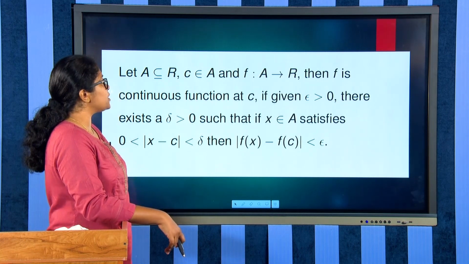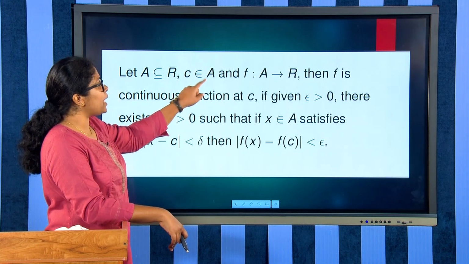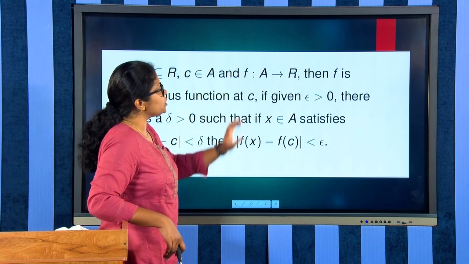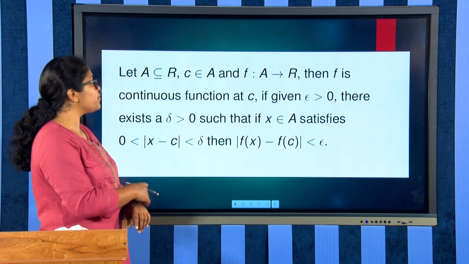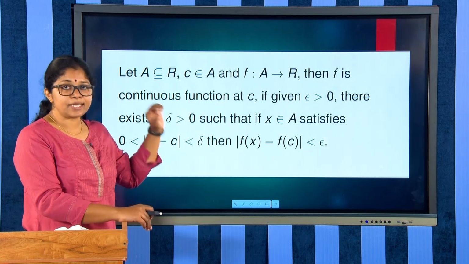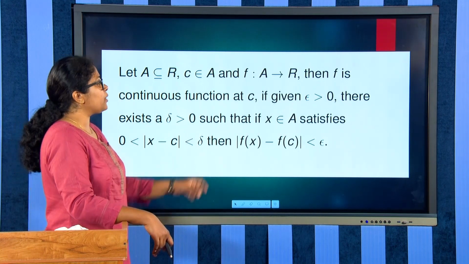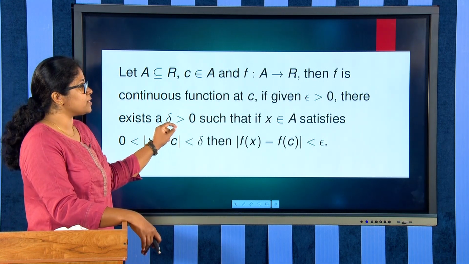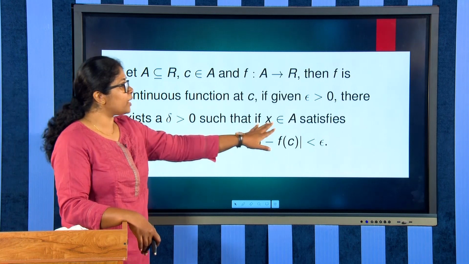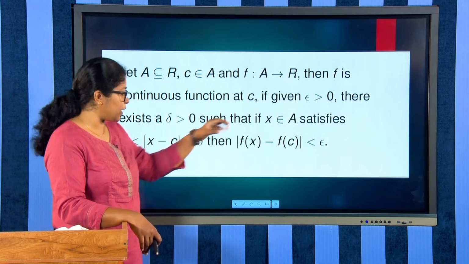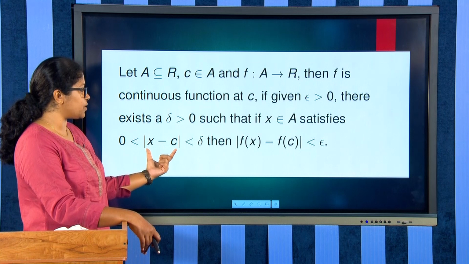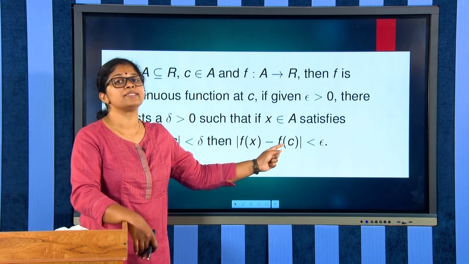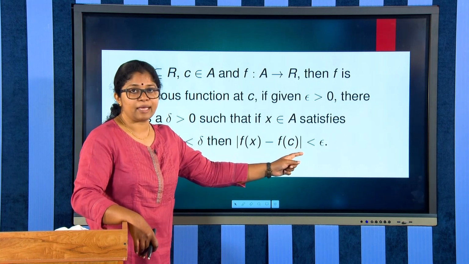So with that perspective in your mind, we can look at the definition of continuous functions. Let A be a subset of R and c be any point in the domain A. If f is a function from A to R, f is a continuous function at a particular point c if, given epsilon greater than 0, there exists a delta greater than 0 such that whenever x is an element of A satisfying the condition 0 less than modulus of x minus c less than delta, modulus of f of x minus f of c is less than epsilon.